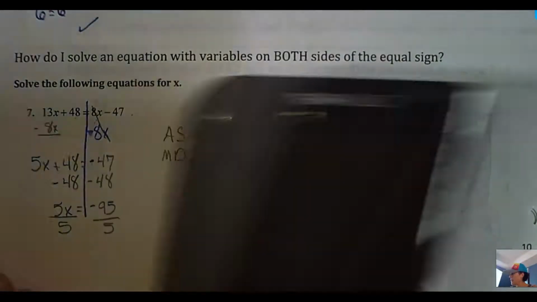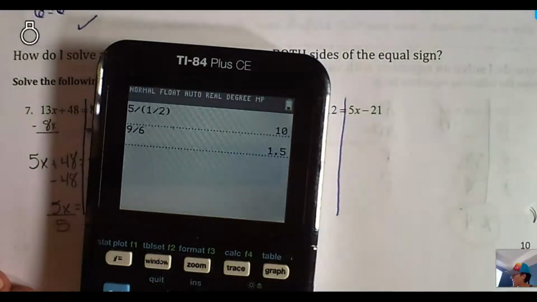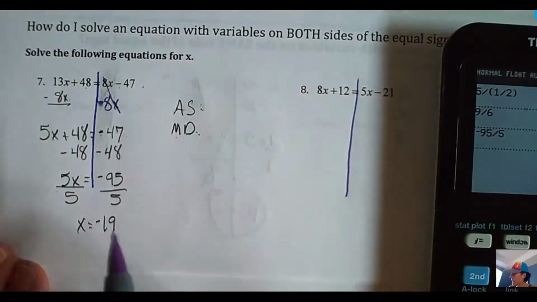And again, if you don't know what negative 95 divided by 5 is, just, oh no, there's that glare. Just type it into your calculator. It's okay. Try to do it without the calculator, but if you need that double checking, feel free.